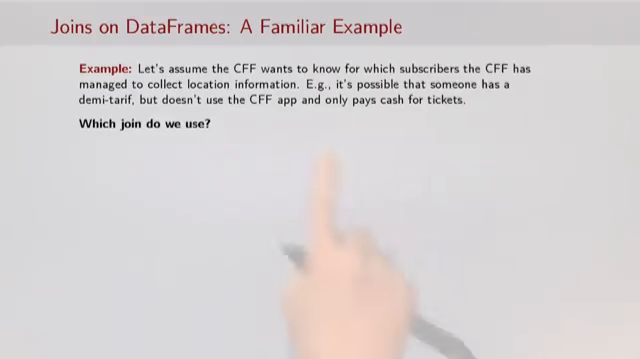Let's assume that the CFF wants to know for which subscribers, so this is the key word here, subscribers, people who have subscriptions like the half fare card, we want to know whether or not we've collected location information for each of these subscribers. So it's possible to have the scenario where maybe somebody has some kind of subscription like a demi-tariff, but they don't use the CFF app, so it's impossible for us to collect location information about them.